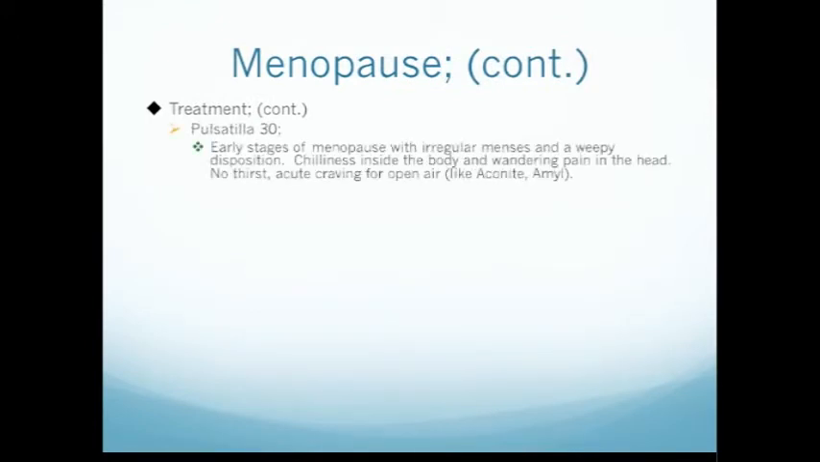Pulsatilla 30. This is good during the early stages of menopause with irregular menses and a weepy disposition. There is a chilliness inside the body and wandering pain in the head. There may be no thirst, but an acute craving for open air, as with Aconite and Amyl nitrate.